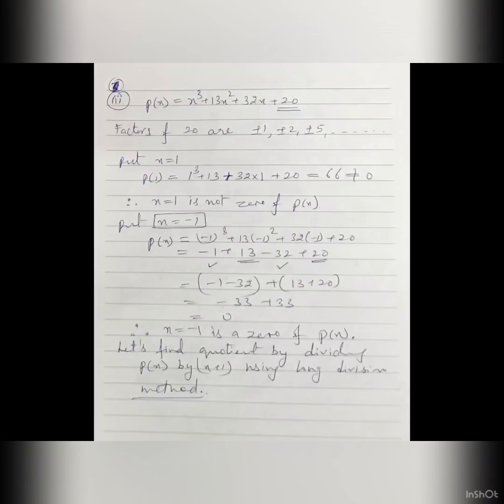Using hit and trial method. Suppose we are given px is equals to x cube plus 13x square plus 32x plus 20. When we have to use hit and trial method for the cubic polynomial, the very first step is to write the factors of the constant term. Here the constant term is 20 and the factors of 20 are plus minus 1, plus minus 2, plus minus 5.